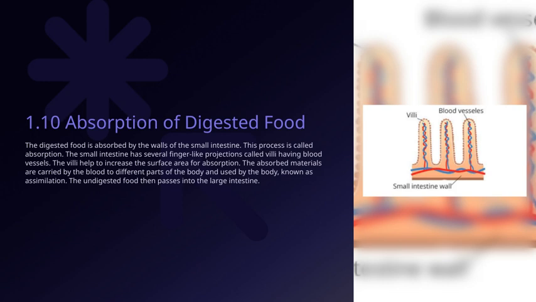Once in the blood, these nutrients are carried to different parts of the body, like muscles, organs, and tissues, where they are used for energy, growth, and repair. This entire process of taking in nutrients and using them by the body is known as assimilation. After the nutrients are absorbed, the leftover undigested food moves into the large intestine. This step is essential for preparing waste for elimination. So, in summary, absorption is a vital step that ensures our body gets the nourishment it needs from the food we eat, connecting digestion to the overall functioning and health of our body.